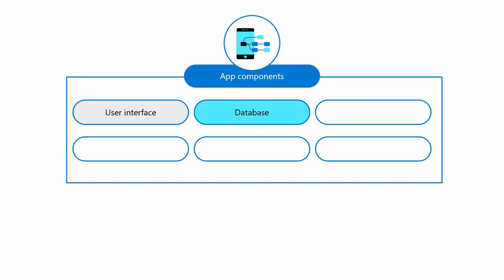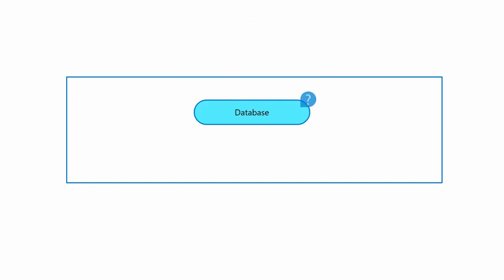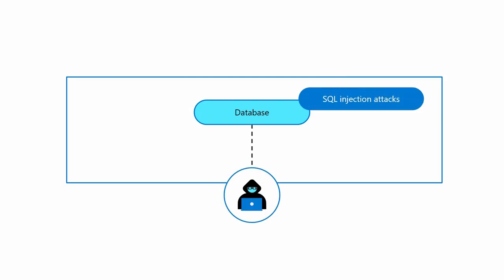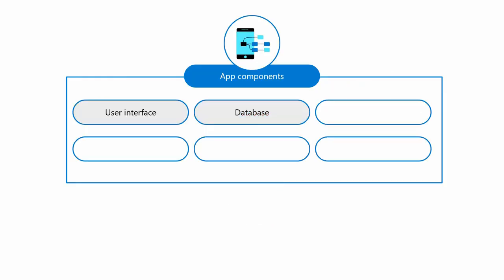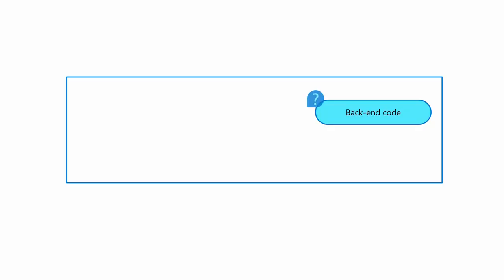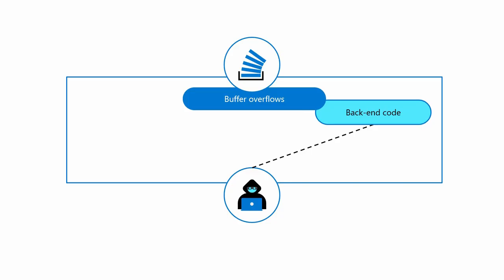Another component is the database, where the application stores its data. Think of how an attacker could gain access to the database, such as through SQL injection attacks, or how they could corrupt the data. Next is the backend code. Ask yourself how attackers could exploit vulnerabilities in the code that runs the application. For instance, attackers could use buffer overflows to enter an application and extract data.